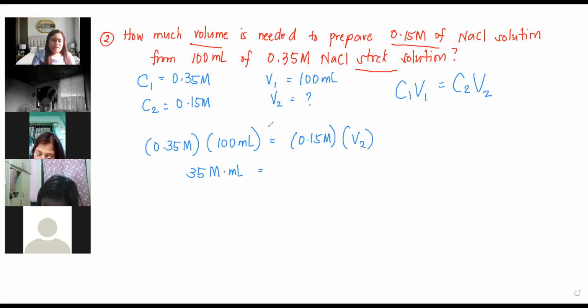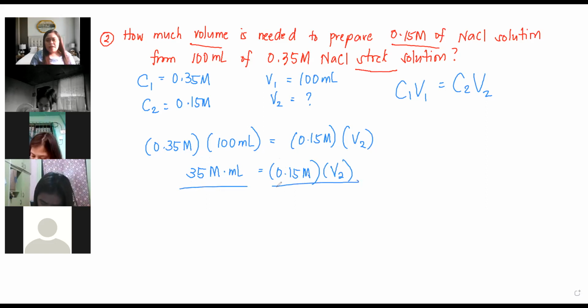And then 0.15 M here times V2. And then let's isolate the V2. So let's divide both sides with 0.15 M. So let's cancel this one. Let's cancel the molar here also. You will be left with the ml. So what is the volume? 35 divided by 0.15 is, 2 decimal places lang ta.